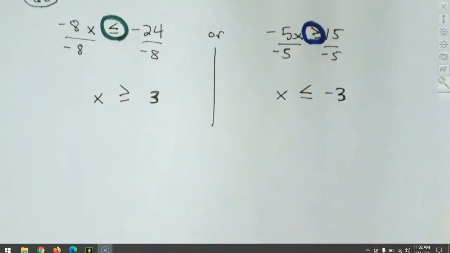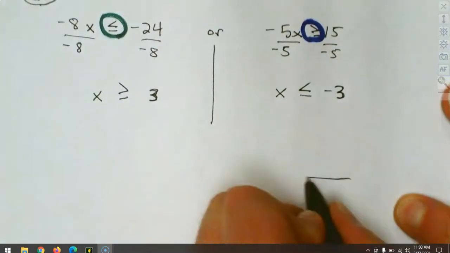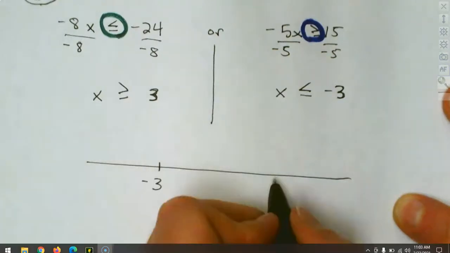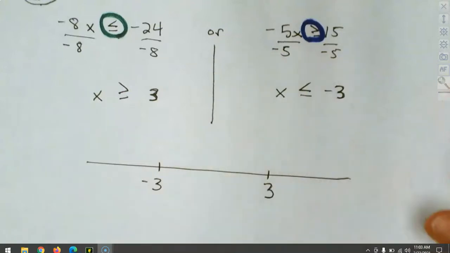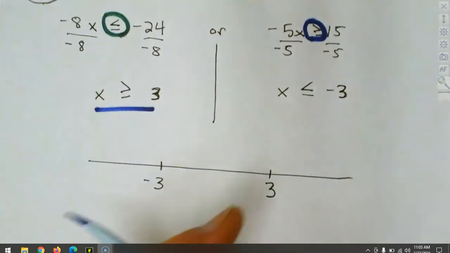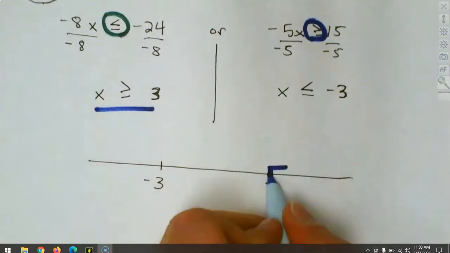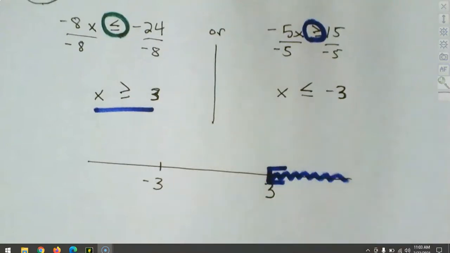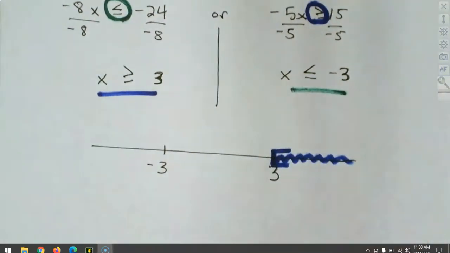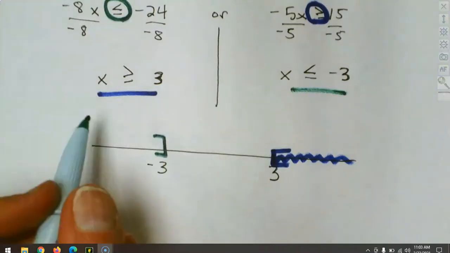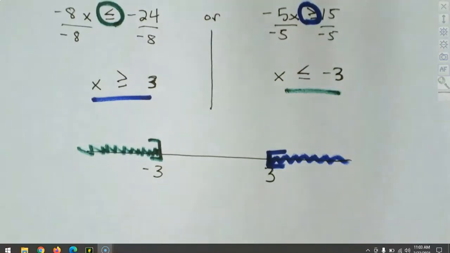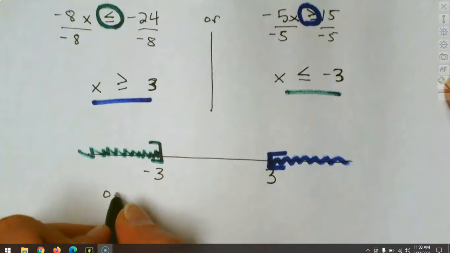And now they go to the number line. This is a union. And we've got a negative 3 and a positive 3. Make sure they're in the correct order. Our first one is a positive 3. It's pointing to the right, so we shade to the right with square brackets, just like this. The other one is a negative 3, and it's pointing to the left, so we put a square bracket, and that's going back to the left. Now the or means we combine them together, or is a union.